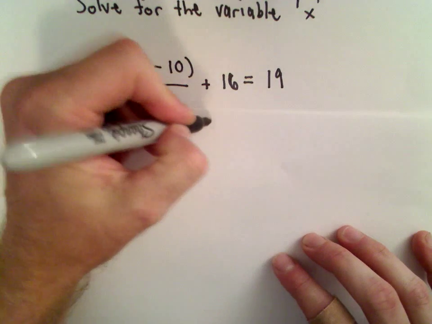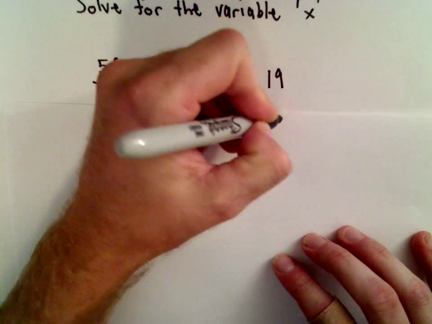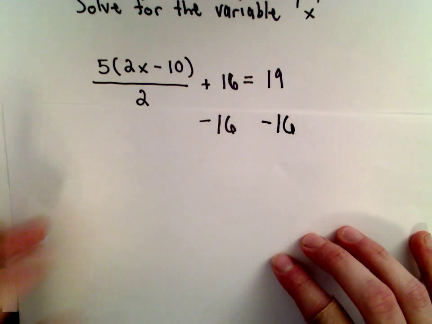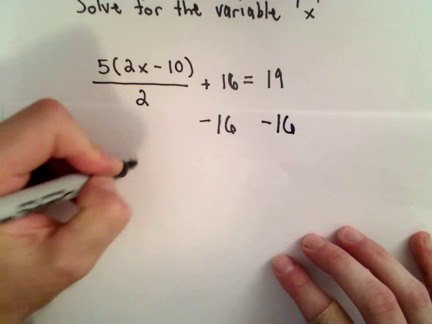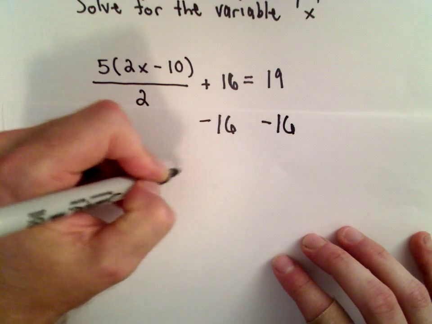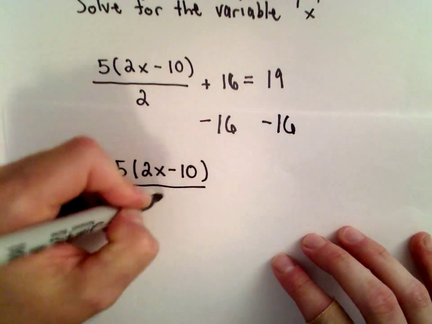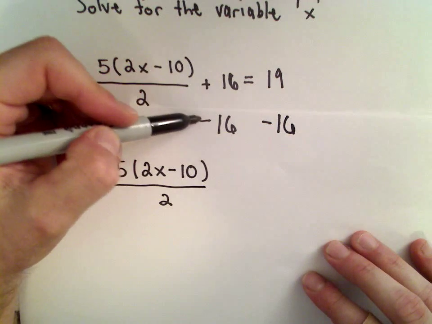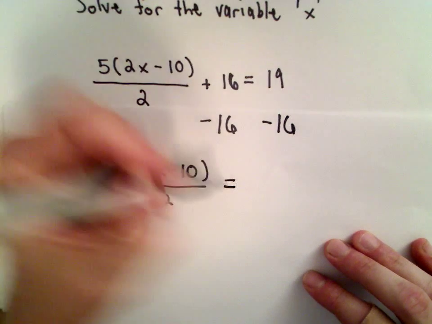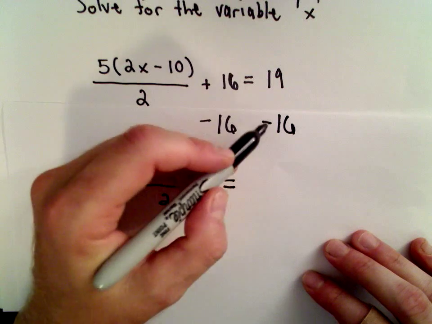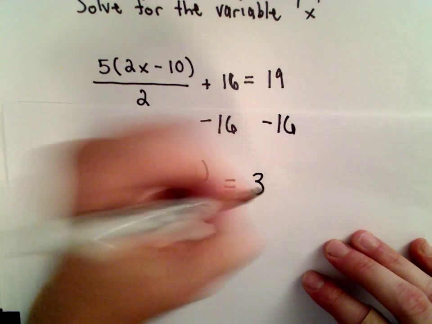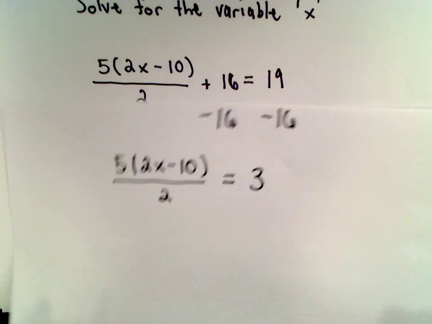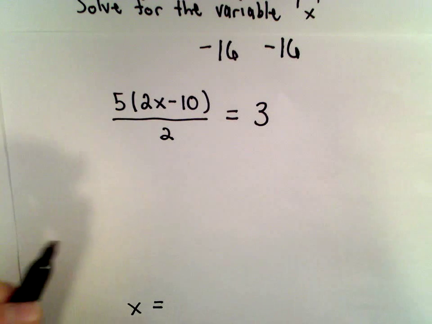The first thing I'm going to do is move that over by subtracting 16 from both sides of the equation. So I would be left with 5 multiplied by 2x minus 10, all over 2. Positive 16 minus 16 is just 0. And then we have 19 minus 16, which leaves me with positive 3. Okay, so I've done one thing here.